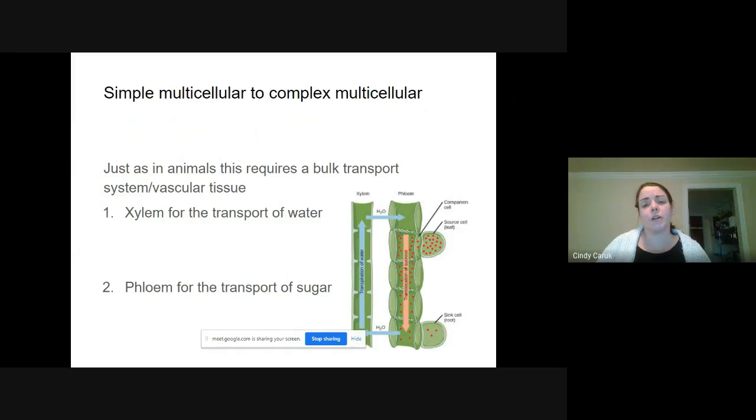evolutionary adaptation that we end up seeing, or shared-derived characteristic, that's going to separate our tracheophytes from our bryophytes, is vascular tissue. So we've talked about this before. You have your xylem, which is transporting water, and your phloem, which is transporting sugar. The xylem transporting water means you're not just depending on the positive pressure at the roots, but now you can also have that negative pressure and transpirational pull.